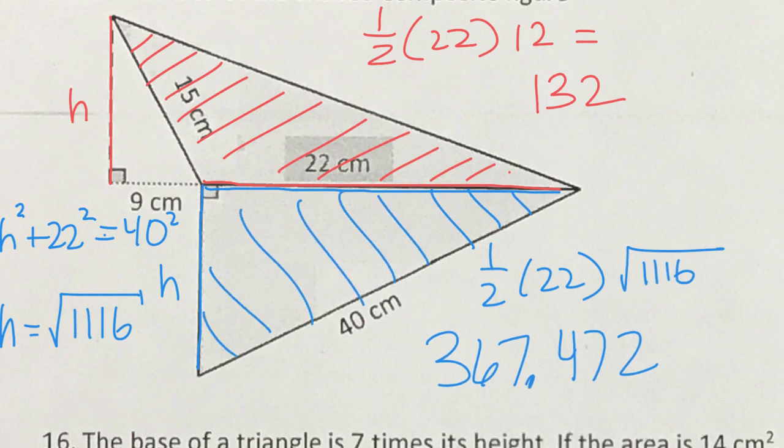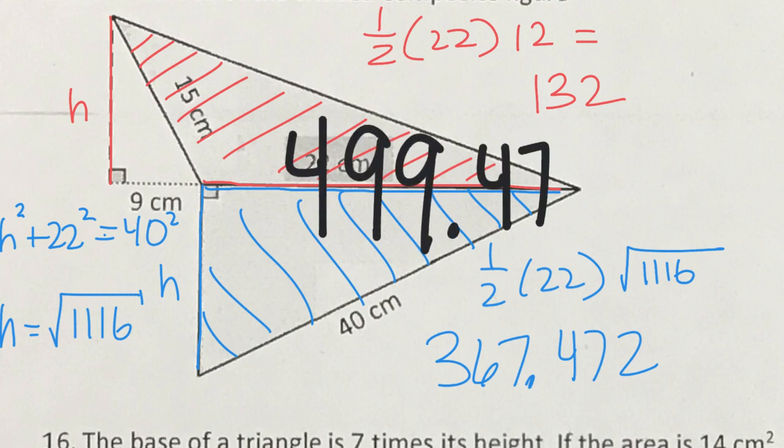Now, since it's composite, I have to add them both together. When I add them both together, I get a total composite area of 499.472 square centimeters. So we find the area of all the triangles that are available, and you add them up, and that is your composite area. There's a couple of questions on your test where you have to find the height by using the Pythagorean theorem. It's a very handy theorem that we use anytime we have right triangles.